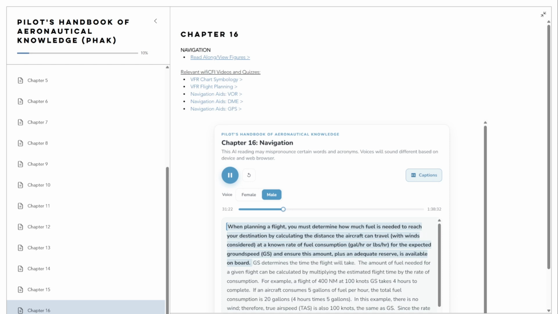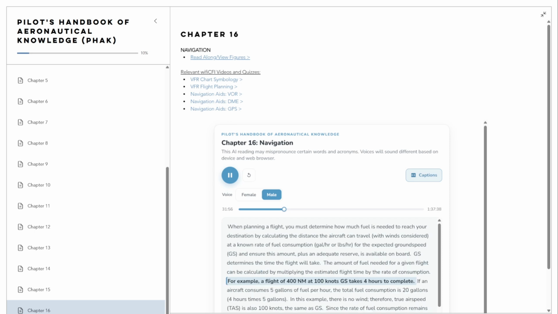When planning a flight, you must determine how much fuel is needed to reach your destination by calculating the distance the aircraft can travel, with winds considered, at a known rate of fuel consumption, gallons per hour or pounds per hour, for the expected ground speed, GS, and ensure this amount, plus an adequate reserve, is available on board. GS determines the time the flight will take. The amount of fuel needed for a given flight can be calculated by multiplying the estimated flight time by the rate of consumption. For example, a flight of 400 nautical miles at 100 knots GS takes 4 hours to complete.